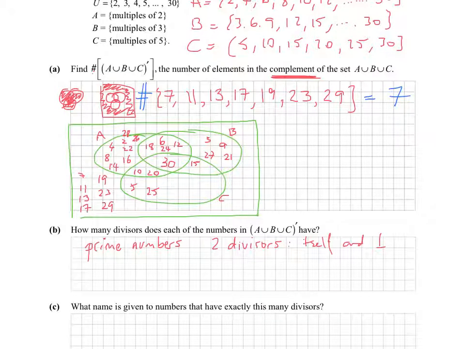And lastly, what name is given to the numbers that have exactly this many divisors? Well, we've already discussed it: it's prime numbers. And as I said, you can show that 7 is equal to 7 times 1, and 11 is equal to 11 times 1, and so on if you wanted to. But the key idea is prime numbers, basic premise.